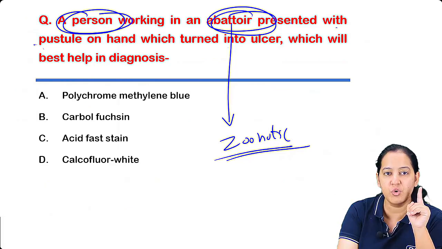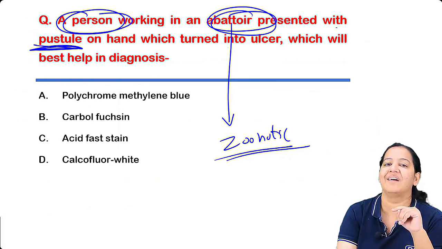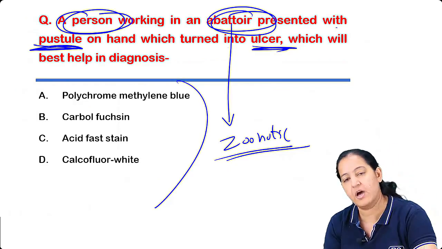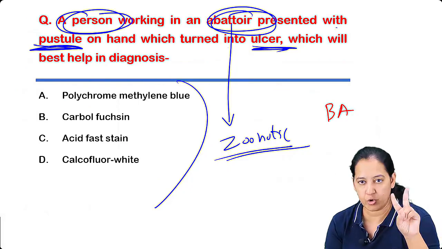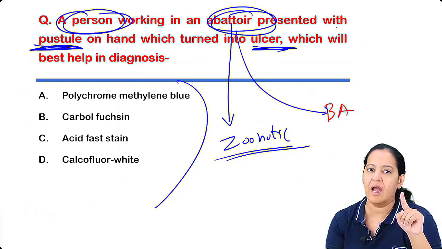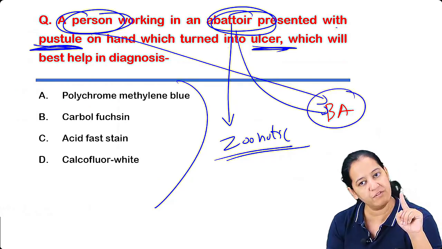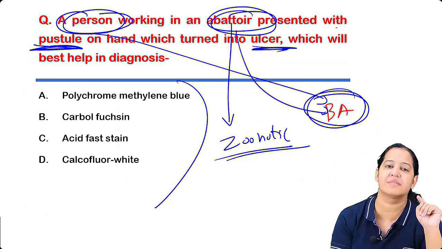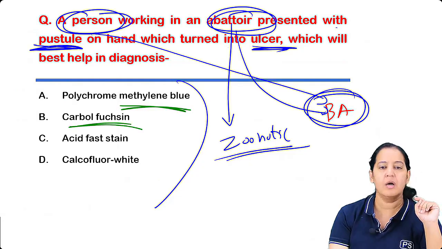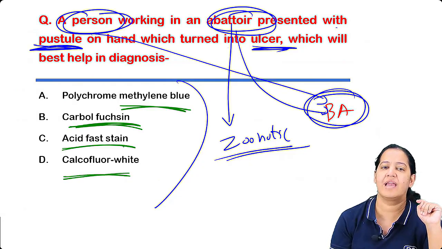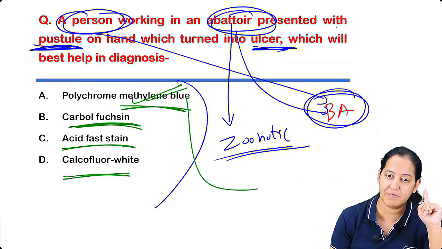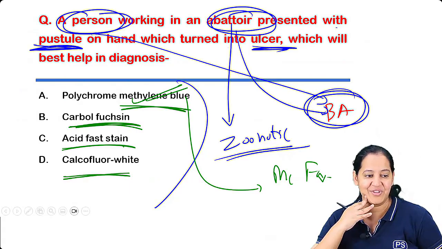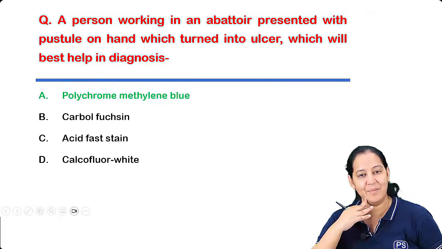Presented with a pustule on the hand, the malignant pustule on the hand, which later on turns into a black ulcer. So which stain will you use? First make the diagnosis. Obviously the diagnosis is Bacillus anthracis. I got 2 clues. Number 1, the person is in an abattoir, and number 2, the person is having a pustule. Based on which my diagnosis is Bacillus anthracis. So to confirm Bacillus anthracis, which stain should I use? Methylene blue, carbol fuchsin, acid fast, and Calcofluor white. So obviously polychrome methylene blue, in which I will get the McFadyean reaction. So it's an indirect question, not a direct question, and based on it we give the answer.